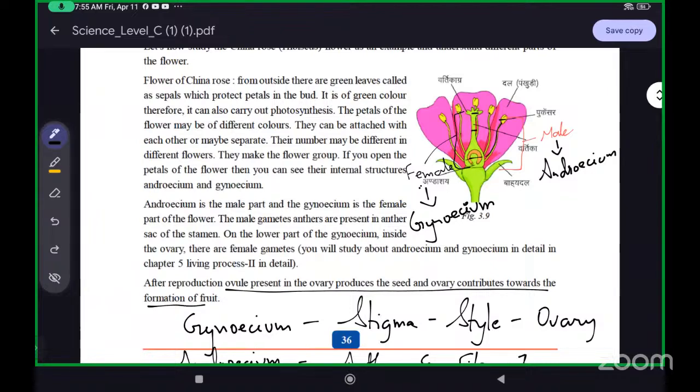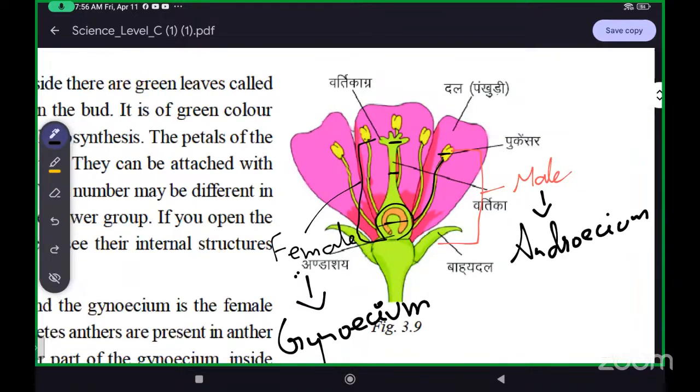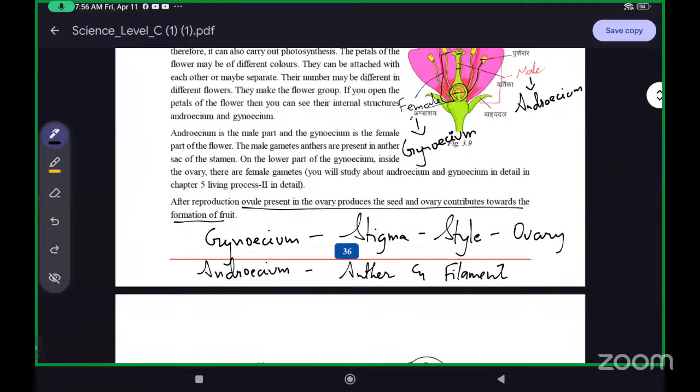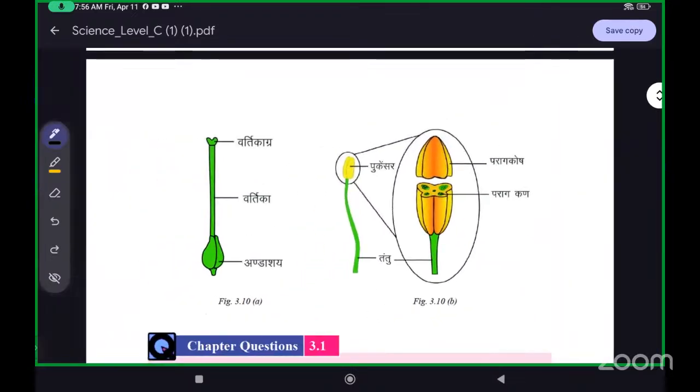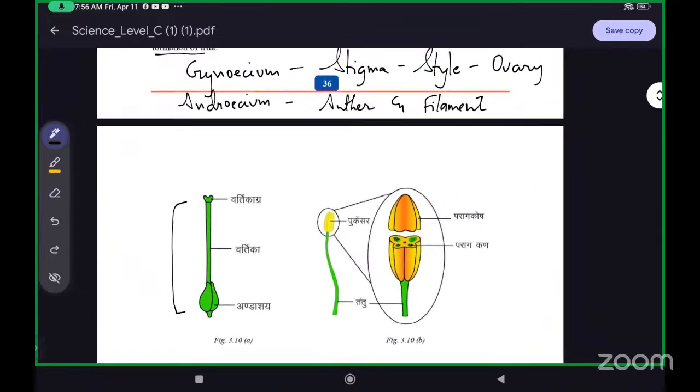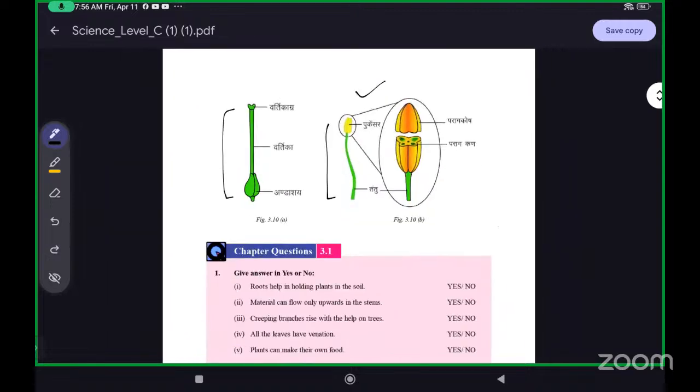This ovary part develops and becomes a fruit, and one of the ovules inside it becomes the seed of the flower. This is the structure of the female part. This is gynoecium, and this is androecium. This is stigma, style, and ovary, and this is anther and filament.